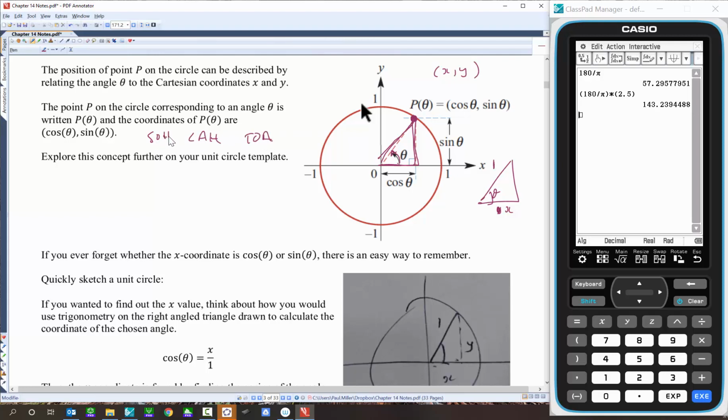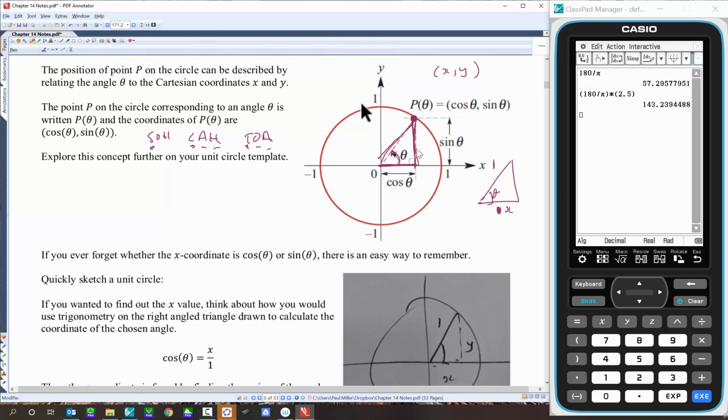The relationship between side lengths for the particular trig functions: sine is opposite over hypotenuse, cosine is adjacent over hypotenuse, and tangent is opposite over adjacent. So this is adjacent over the hypotenuse, which is actually cosine. So this x coordinate, the measurement of how long that was, would be given to us by cosine.